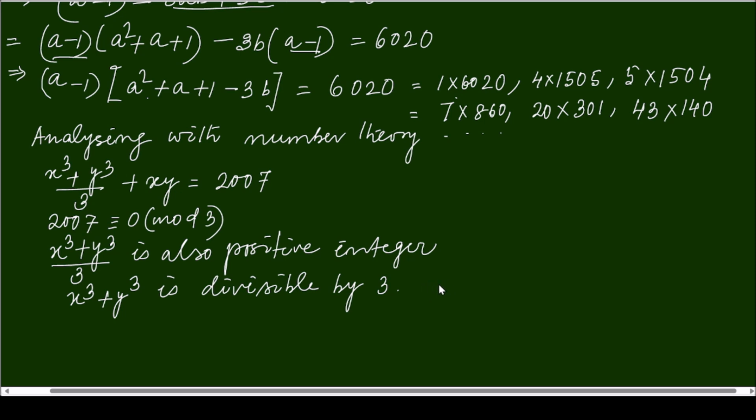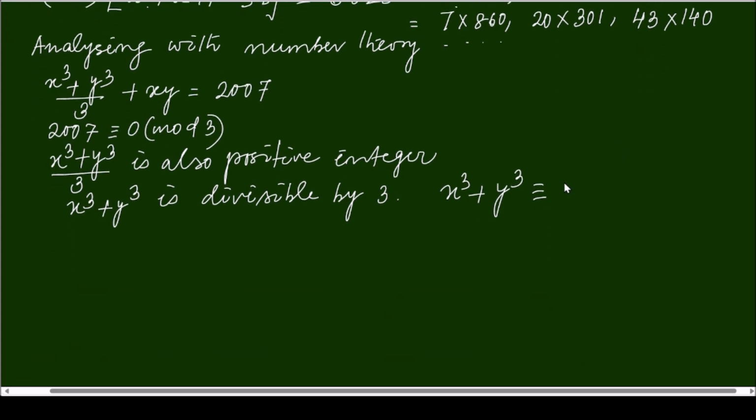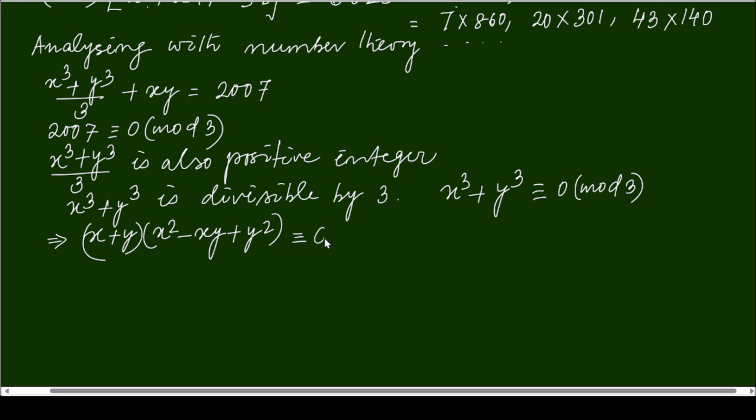Or I can write x cubed plus y cubed is congruent to 0 modulo 3. What is x cubed plus y cubed? That is (x plus y) multiplied by (x squared minus xy plus y squared), which is congruent to 0 modulo 3. This proves that x plus y is congruent to 0 modulo 3.